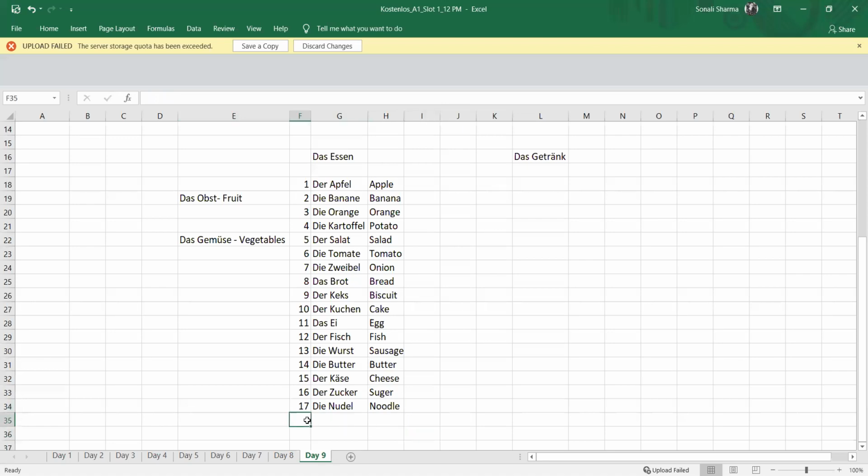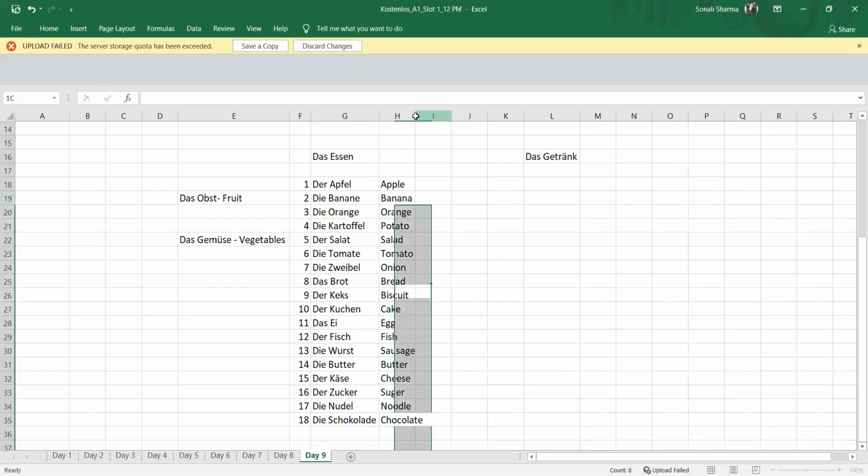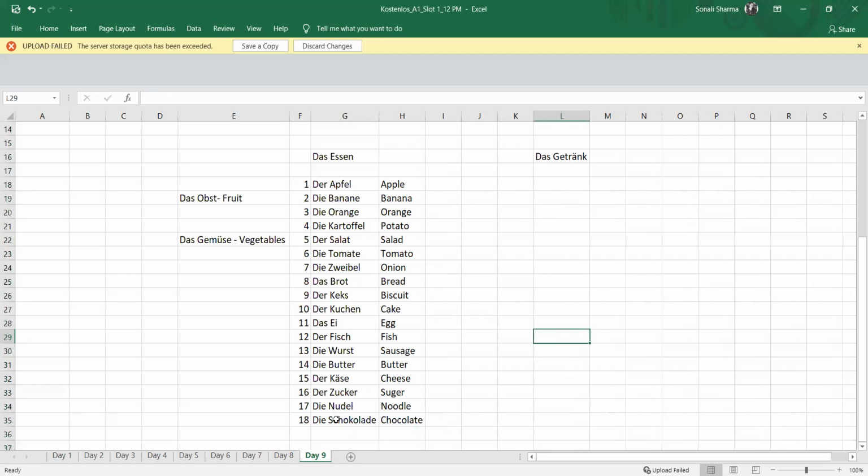Okay. Next is Nummer 18, die Schokolade. Die Schokolade. And the meaning is chocolate.